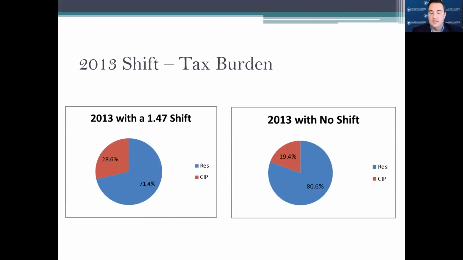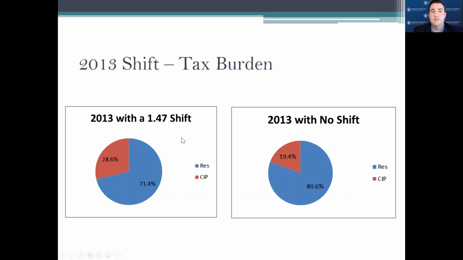This is something that is very useful in this community. Sometimes the commercial, industrial, and personal property class is getting smaller each year. So based on the shift, all these numbers are available on the site, and I can show you where those are. But it's important to show what would happen with no shift. So you're looking at the 19.4. And then with the 1.47, it actually jumps up to the CIP paying 28% or 28.6% of the budget based on the shift. So kind of a before and after.